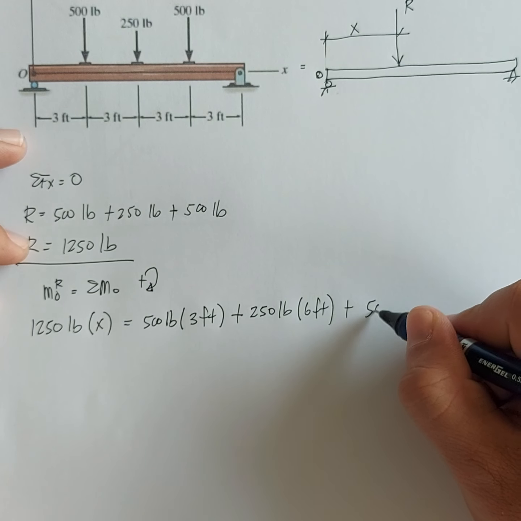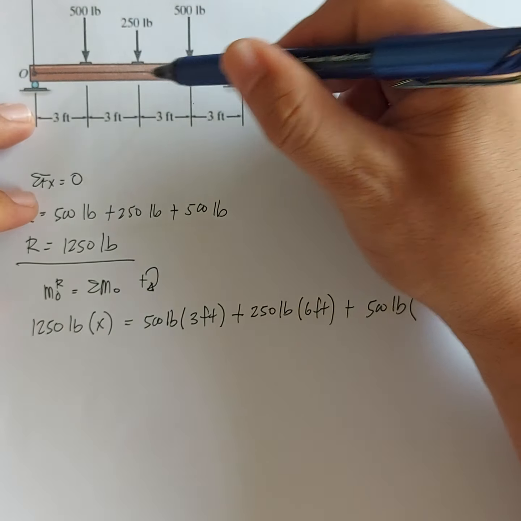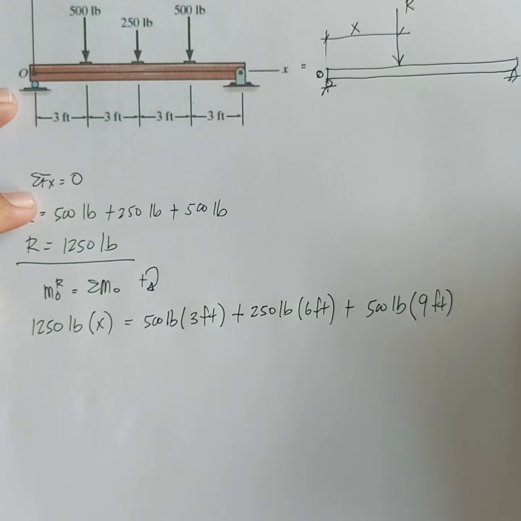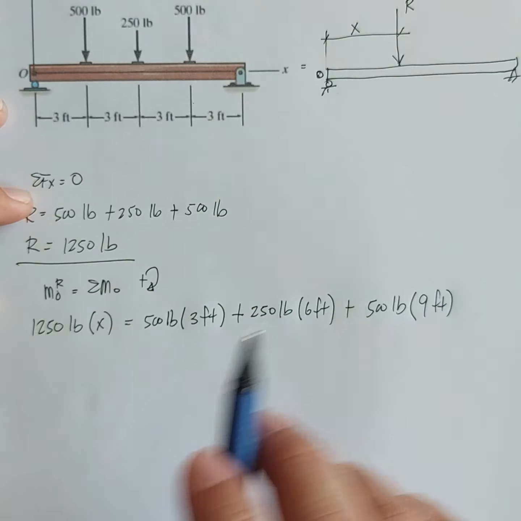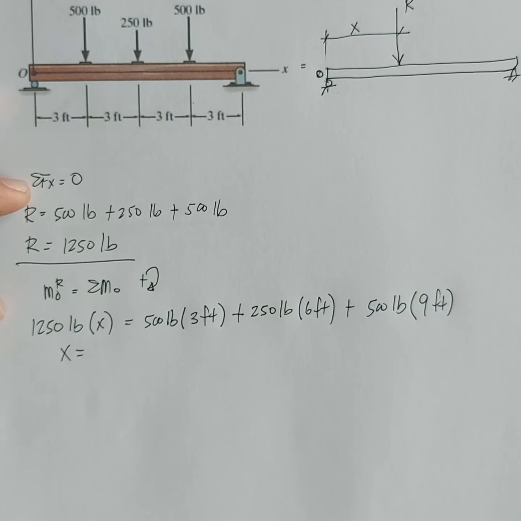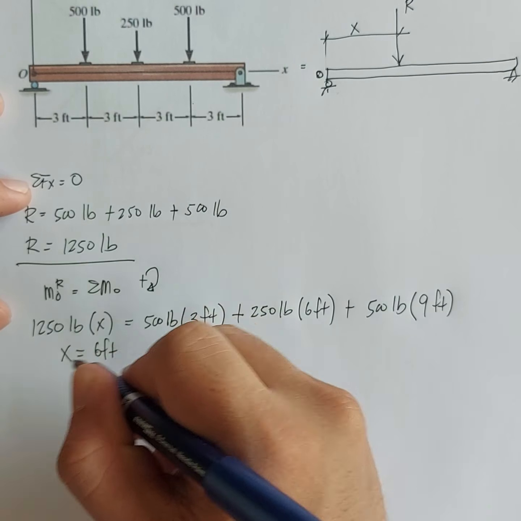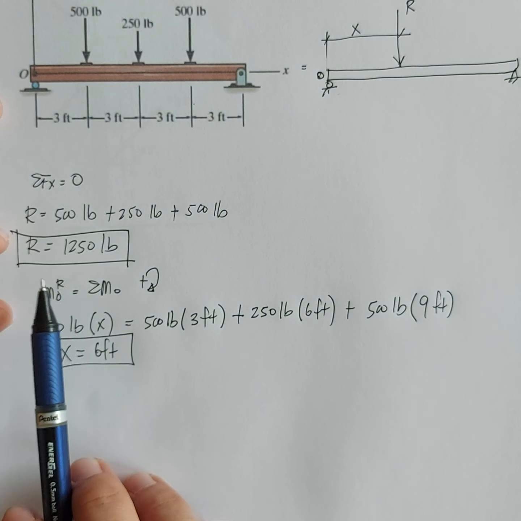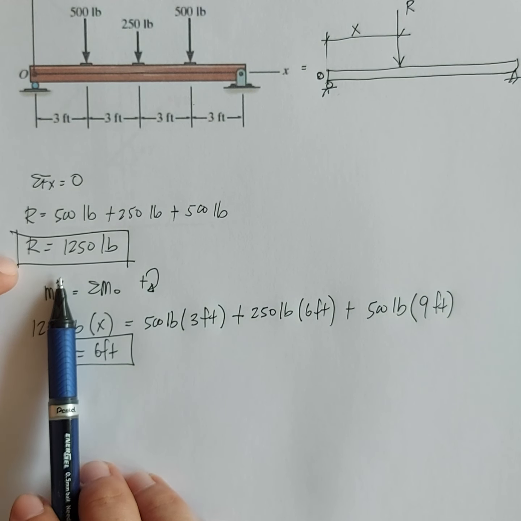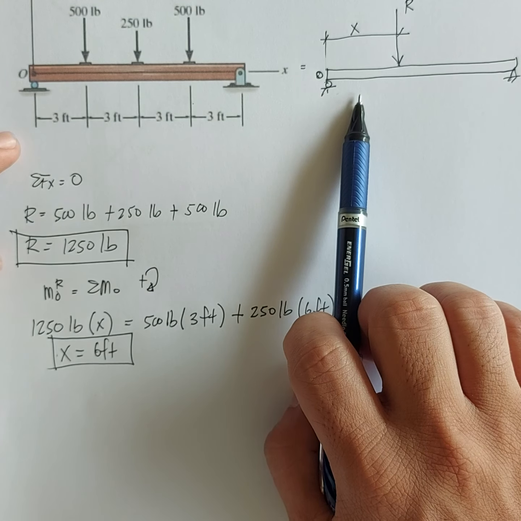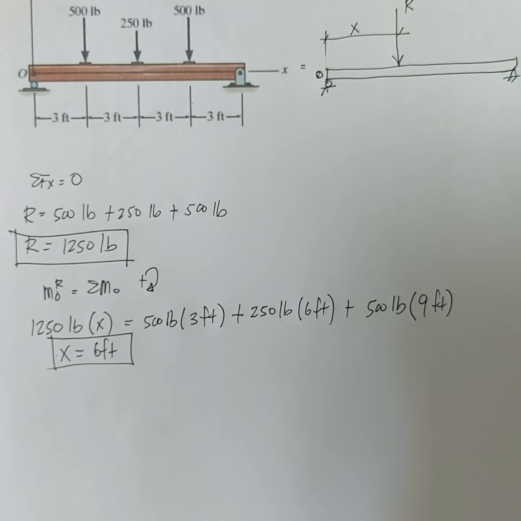So, 500 pounds times the moment arm about O, that's 9 feet. Okay? So, we can now solve for the unknown distance x here. This is equivalent to 6 feet. So, we have the resultant and it should be located 6 feet from point O. Para the same yung effect, para equal yung system natin.